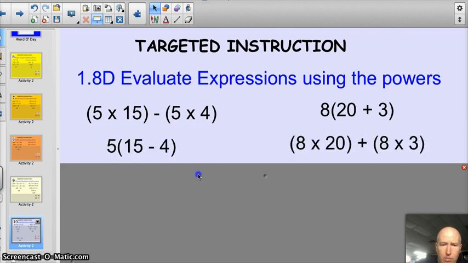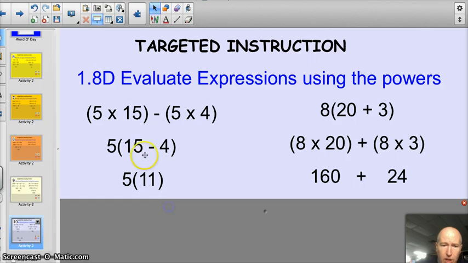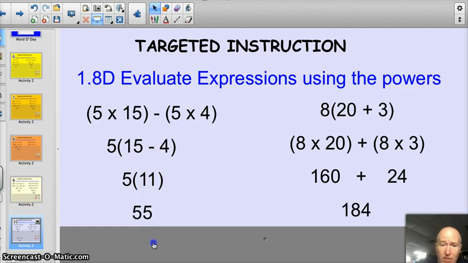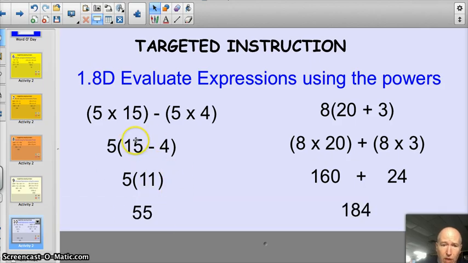Well, I use the distributive property here. I don't know what 5 times 15 is, but I know what 15 minus 4 is. So I took and put the 5. I went from 2 sets of brackets to 1, and I have 15 minus 4 in the middle, which I know is 11, and I know that 5 times 11 is 55. So there I solved that by using the distributive property. I went from 2 sets of parentheses down to 1. Allowed me to work easy.